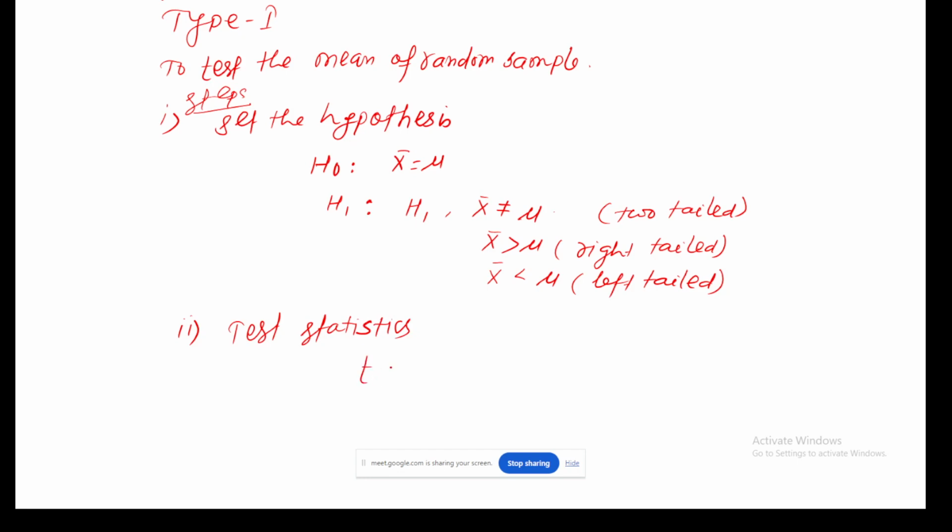So for t test, it will be t is equal to x bar minus mu upon sigma x. So this will be the standard deviation for the sample. For simple mean, t is equal to x bar minus mu upon s upon root under n. Okay, that is the s, this is root n. So n is equal to number of samples.